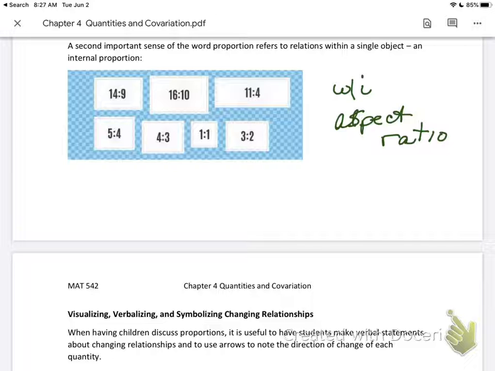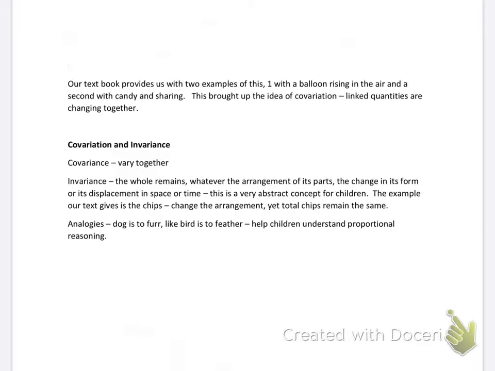Okay, so visualizing, verbalizing, and symbolizing changing relationships. When having children discuss proportion, it's useful to have children make verbal statements about changing relationships and to use arrows to note the direction of the change of each quantity. So with your little coffee cups, you can see that had gone up, that increased. Okay, so that was the scale factor. It's between two objects. Okay, let's go on. Our textbook provides us with two examples of these increasing and decreasing arrows that we can be using. One was with a balloon rising in the air, and the second was candy and sharing. So this brought up the idea of covariation, which is linked quantities are changing together.